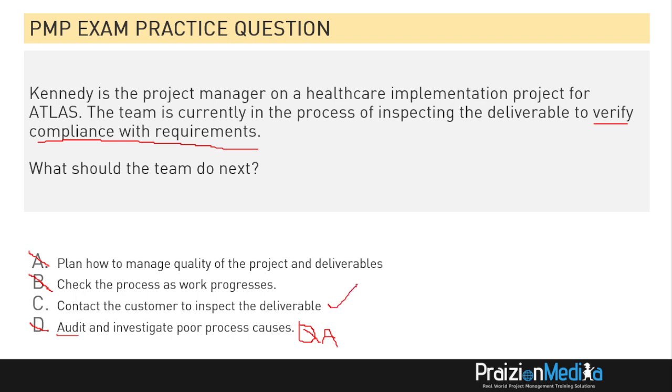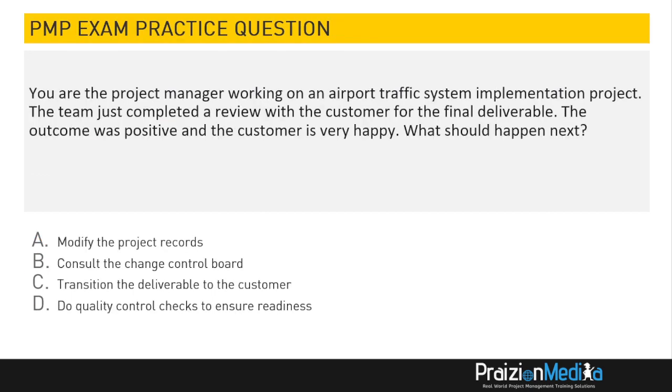Now, if it said the deliverable has been found to be poor and it's not good, and then it said investigate poor process causes, that could be plausible. But the audit should have already been done. That word audit, that's what gives it away. Let's move on. You are the project manager working on an airport traffic system implementation project. The team just completed a review with the customer for the final deliverable. The outcome was positive and the customer is very happy. What should happen next?